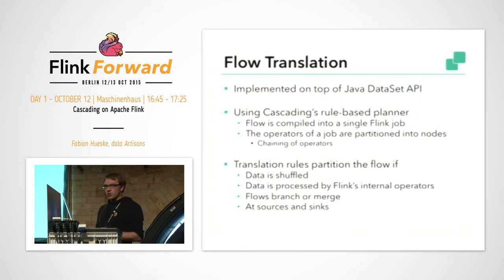Whenever flows merge and branch, as you've seen, Cascading offers a DAG programming model where the flow can branch and merge together again. So whenever that happens, we need to break the code into independent nodes, and also at the sources and sinks, because Flink demands sources and sinks to be in their own group.